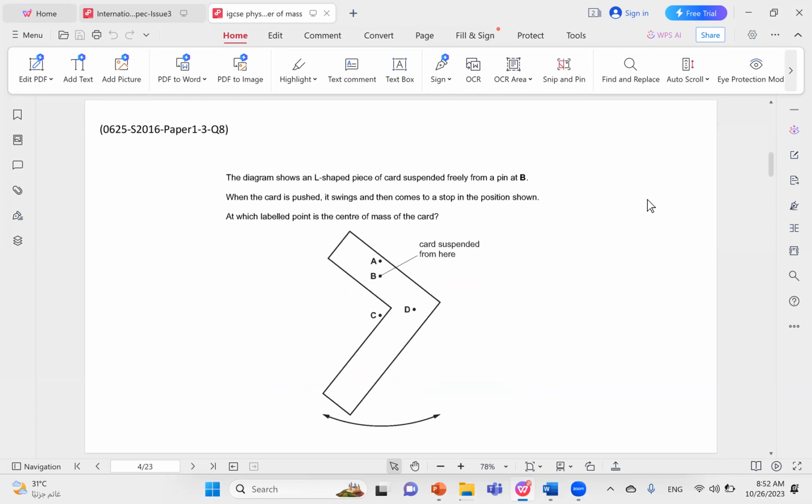The diagram shows an L-shaped piece of card suspended freely from a pin at B. When the card is pushed, it swings and then comes to a stop in the position shown. At which labeled point is the center of mass of the card? Again, the trick is to draw a vertical downwards arrow from the suspension point. So this is your suspension point. You draw a vertically downward arrow. The center of mass must lie on this red arrow. So the only point that lies on this red arrow is point C. We do not take the point from which I hang it, and we do not take any point above it. So these are wrong. And D is not on the line, and the correct choice here is choice C.